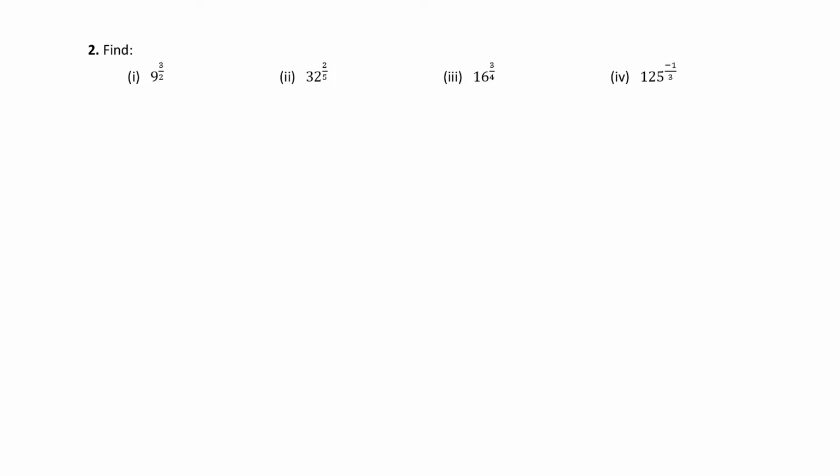नेक्स्ट क्वेश्चन है, हमें फाइंड करना है ये सारी वैल्यूज को. So okay, let's solve the first problem. That is 9 की पावर 3/2. So again 9 को हम लिख सकते हैं 3 into 3, or we can say 3 की पावर 2. So 9 की पावर 3/2 को हम लिख सकते हैं (3 की पावर 2) की पावर 3/2.